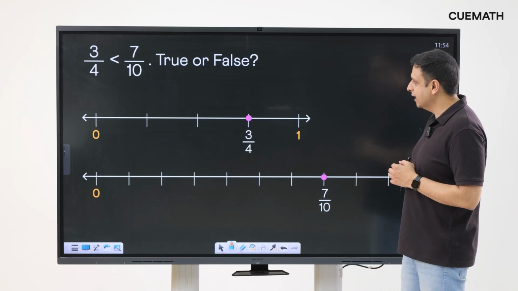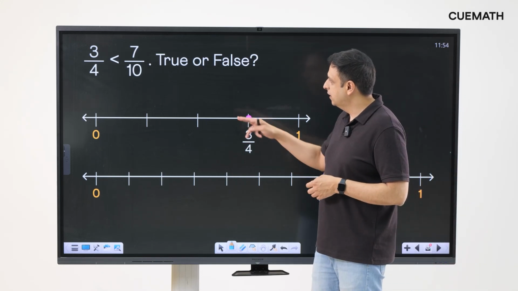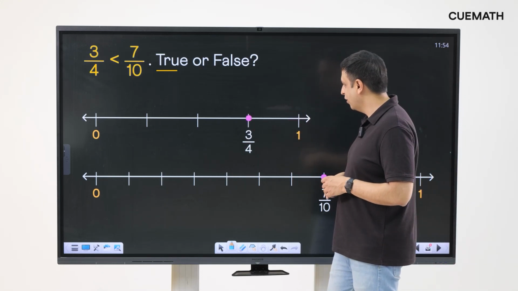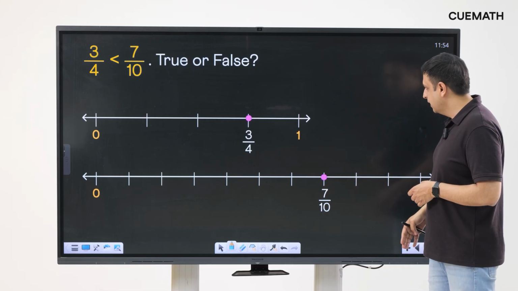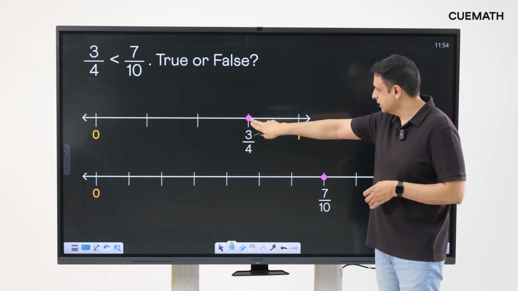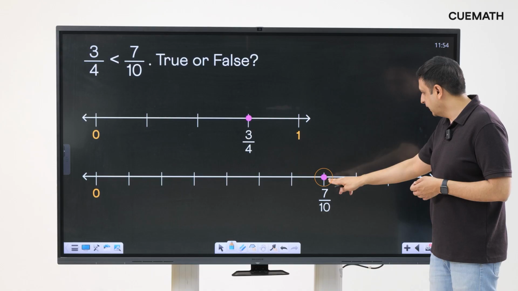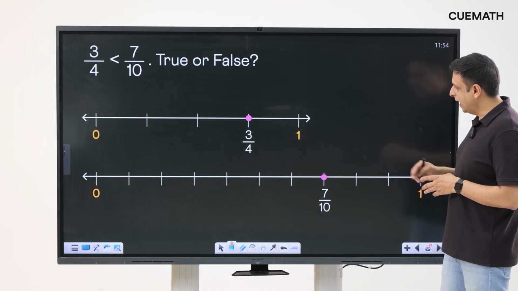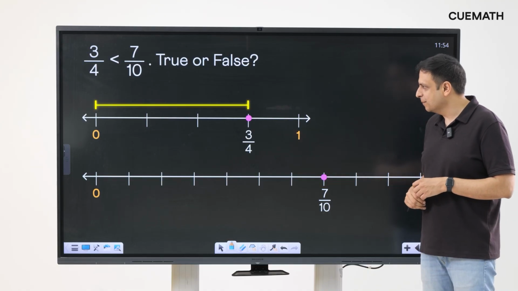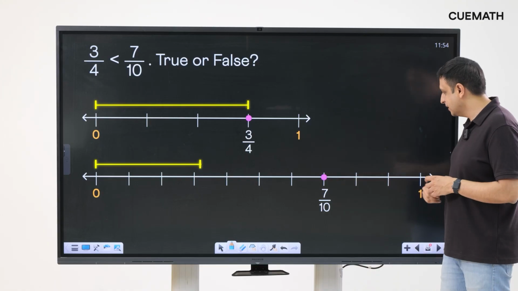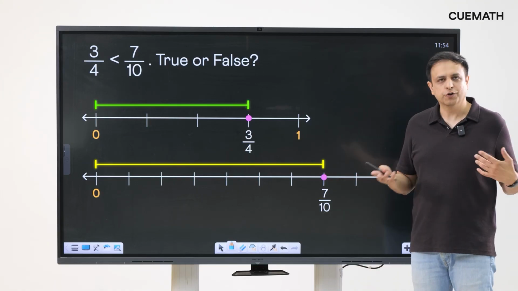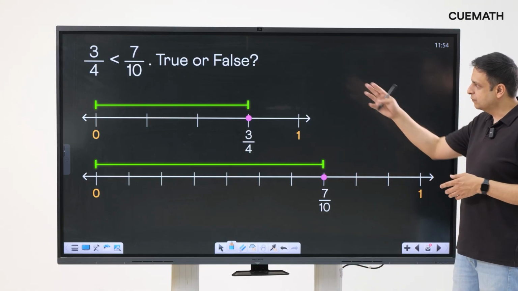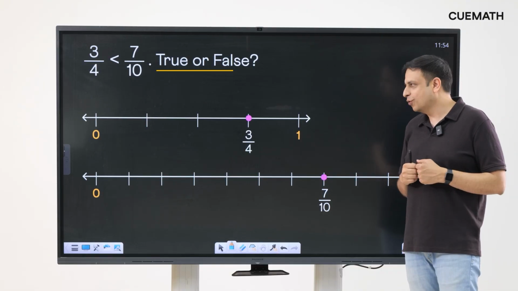Alright, now here's our last problem. 3 over 4 less than 7 over 10, true or false? And we have a picture here that shows 3 over 4 as this point over here, and 7 over 10 as this point over here, and 3 over 4 seems to be closer to 0 than 7 over 10, and therefore 3 over 4 should be less than 7 over 10. Is what that statement is claiming. Is it true or false?